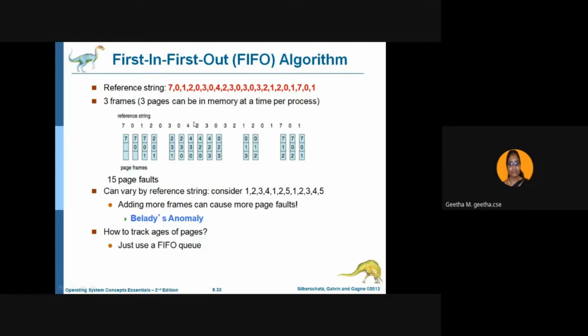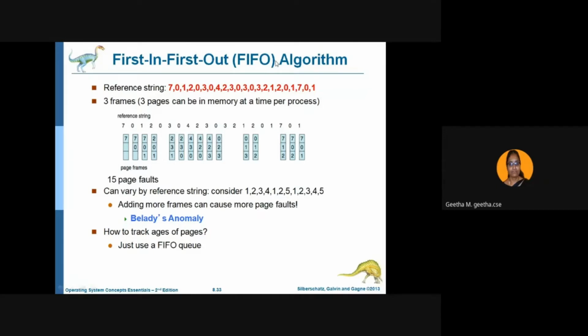Then again page 3 is referred. In the frame, you have only pages 4, 2 and 0. Page 3 is not there, so again another page fault occurs. Among 4, 2, 0, 0 has arrived earlier. So it removes 0 and places 3 into that particular frame. So now the pages are 4, 2 and 3.